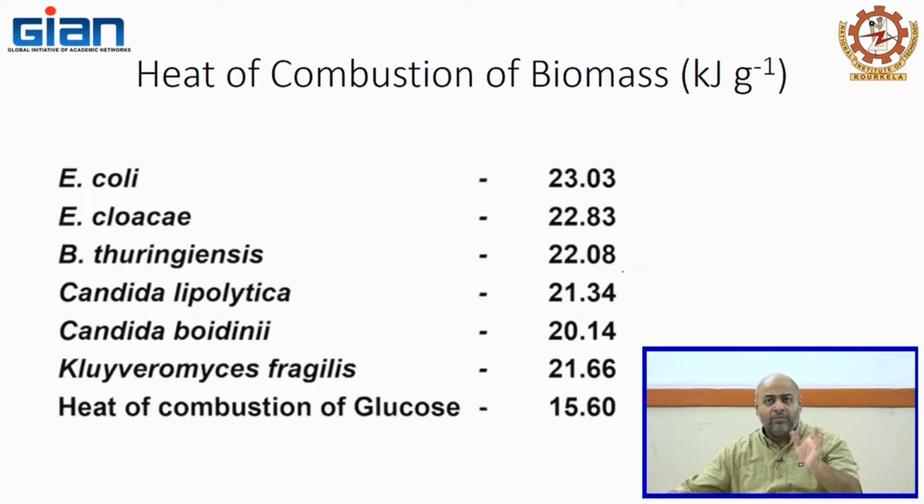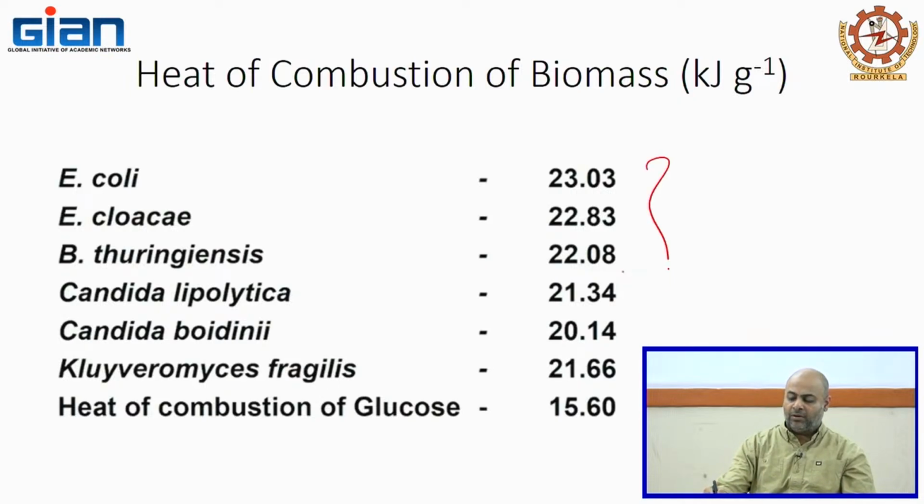I'll give you some examples, like what would be the heat of combustion for a biomass, in kilojoules per gram. If you're looking at E. coli, you're looking at 23.03 kilojoules per gram. For Candida lipolytica, you're looking at 21.34. So depending upon different biomasses, you're going to have different heats of combustion.